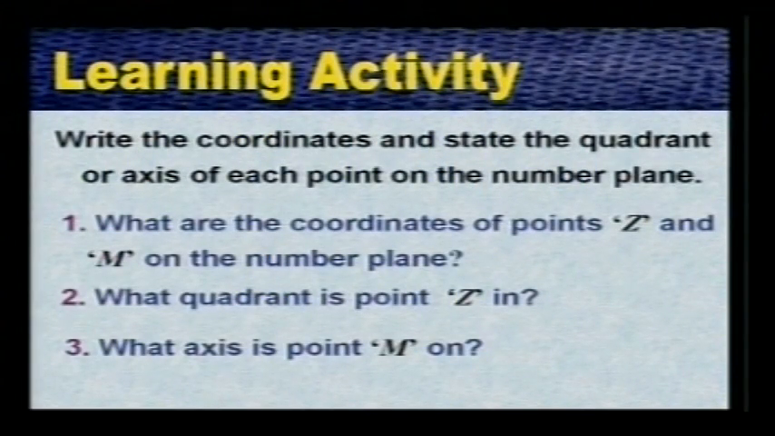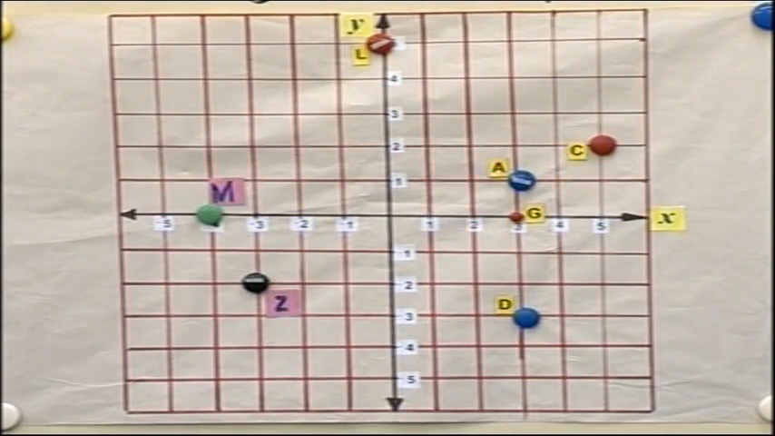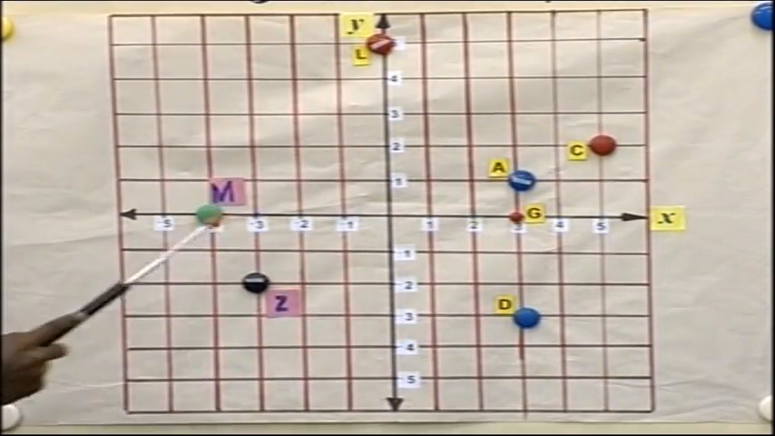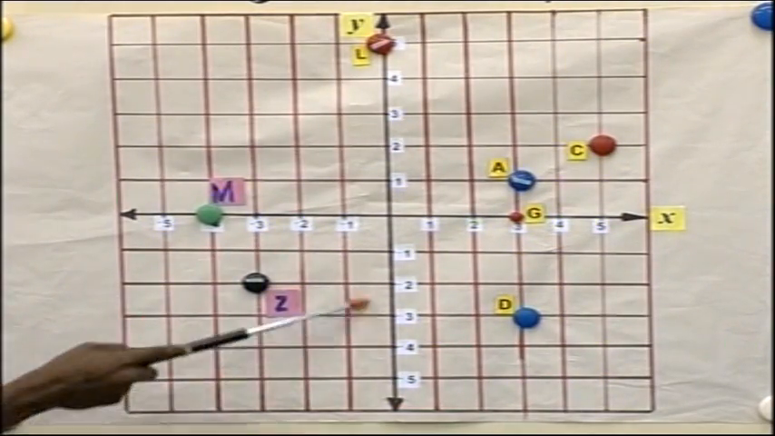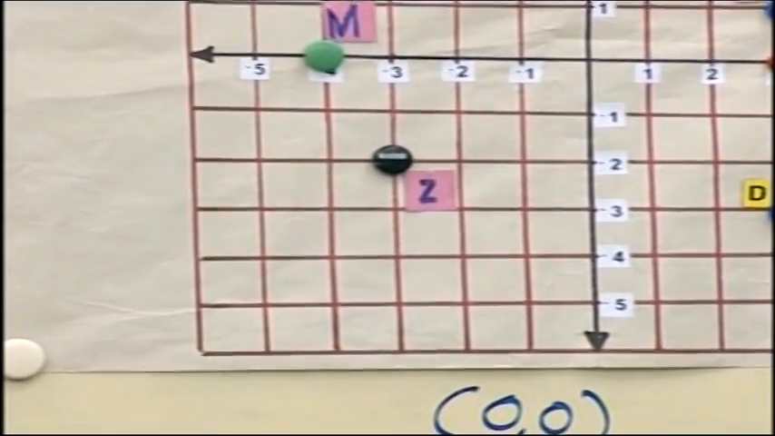Now, our next two questions. What quadrant is point Z in? Third quadrant. Our friend says that third quadrant. Is it correct, class? Yes, it is in third quadrant. Okay, this is third quadrant. Very good. We go to our last question.